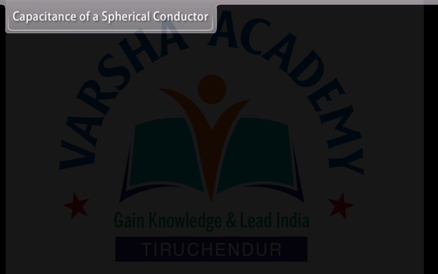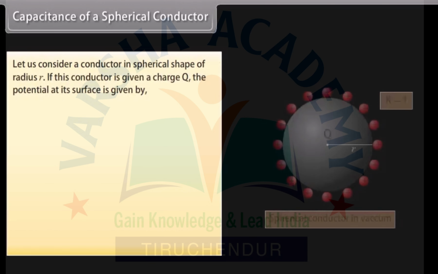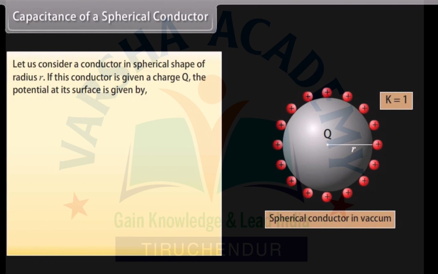Capacitance of a spherical conductor. Let us consider a conductor in spherical shape of radius r. If this conductor is given a charge Q, the potential at its surface is given by V is equal to 1 upon 4 pi epsilon not multiplied by Q upon R. It can be written as Q is equal to product of 4 pi epsilon not R and V.